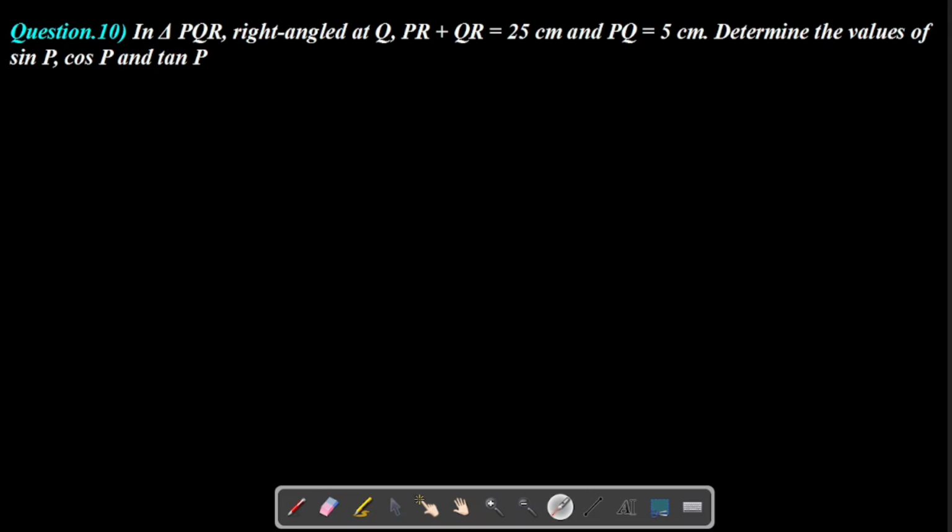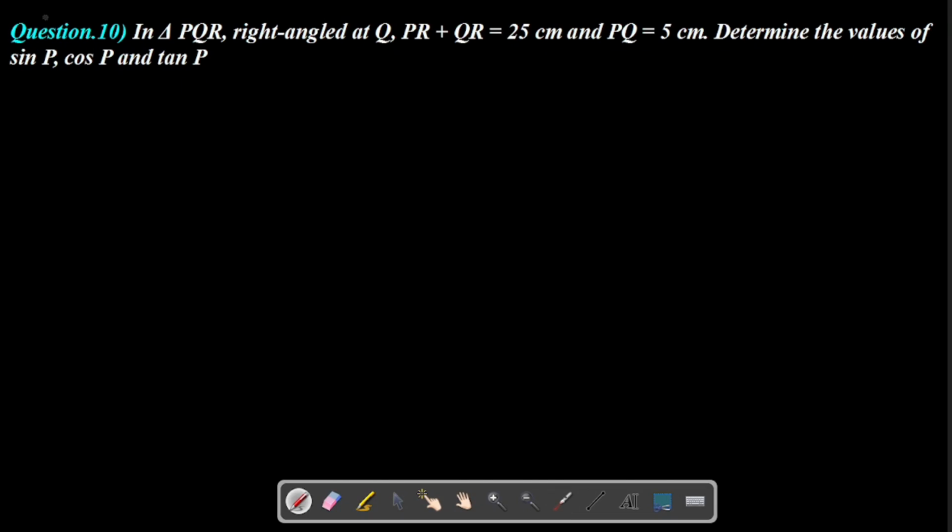Here we are given a right angle triangle which is right angled at Q, and we are given the sum of two sides which is 25 and the third side which is equal to 5 centimeter, and we determine the values of these three trigonometric ratios cos P, sin P and tan P. So first of all, the solution. For the solution, we need a triangle here, a right angle triangle which is PQR.